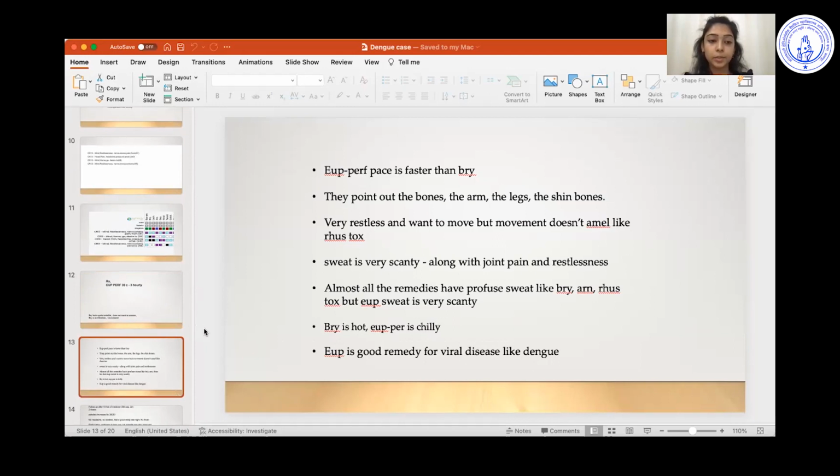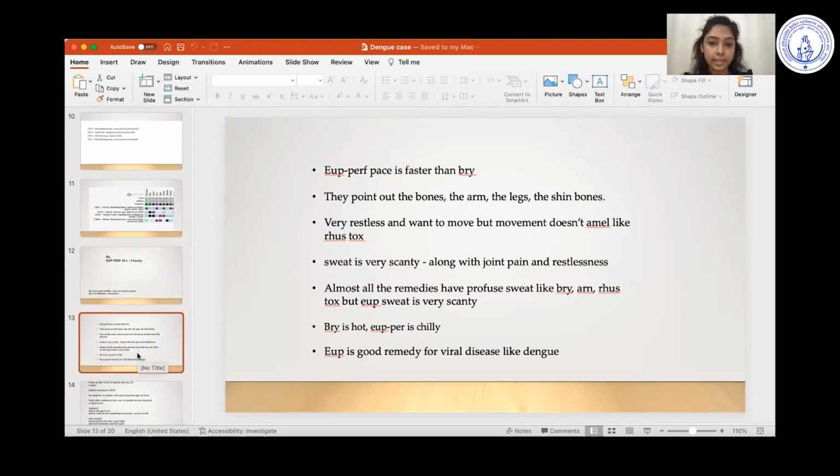Another point is Eupatorium is much faster paced than Bryonia. We saw how the platelets were dropping so rapidly, how the symptoms were developing very rapidly. Bryonia is a little slow, with gradual onset. Eupatorium points towards the bones, arms, legs, shin bones. Eupatorium is very restless, and it also comes closer to Rhus tox. But in Rhus tox, movement ameliorates.